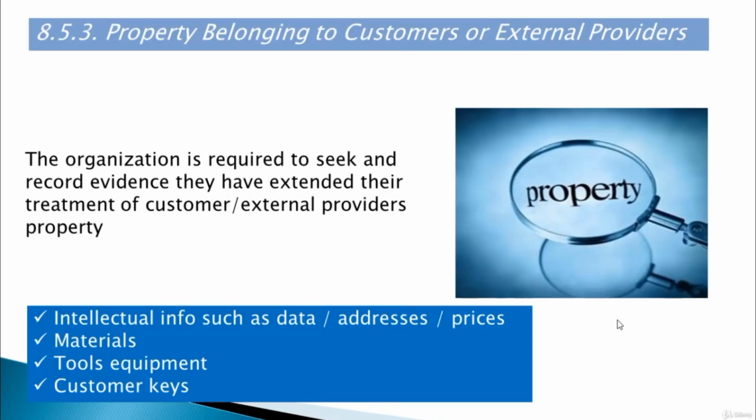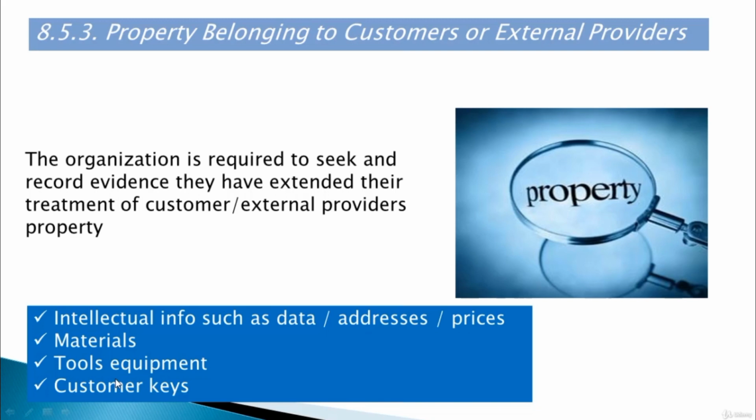The third subclass of this production and service provision is the property belonging to customers or external providers. Basically, the organization is required to seek and record evidence that they have extended their treatment of customer or external providers' property. When we say property, we're talking about maybe intellectual information such as data, addresses or prices. We're talking about materials, we're talking tools or equipment, we're talking maybe customer keys like passwords and so on.